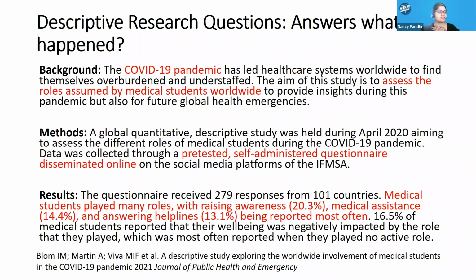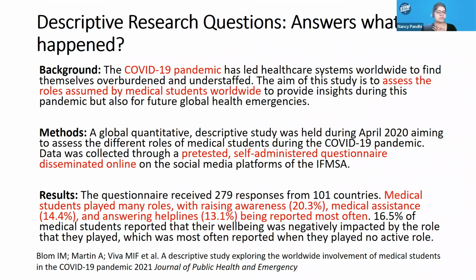Okay, so now we're going to get into the types of research questions. First type of research question is descriptive, right? And you're really trying to say, it answers the question, what happened? And I'm pulling up an example pretty recently.